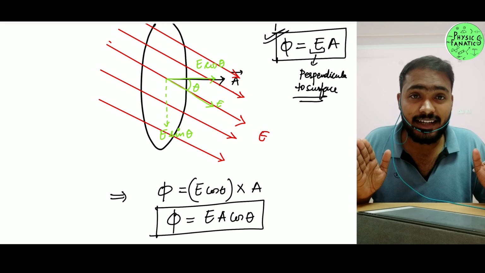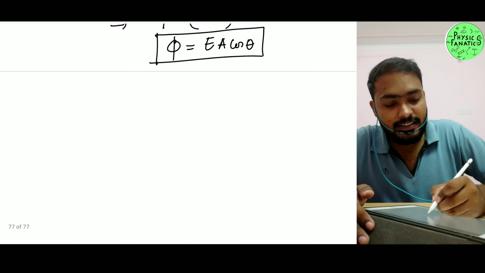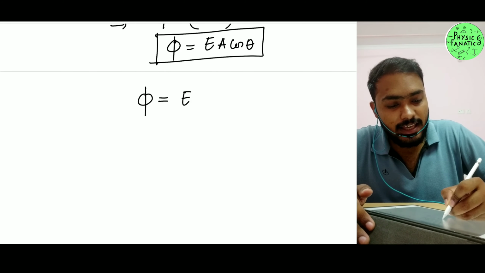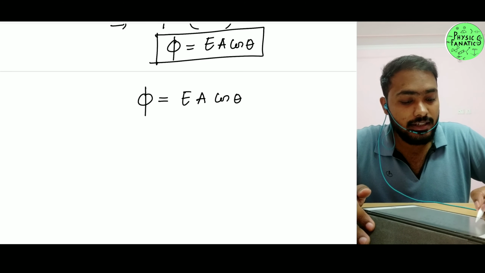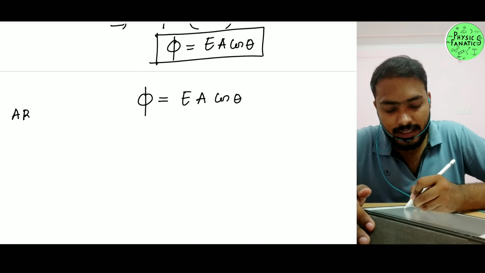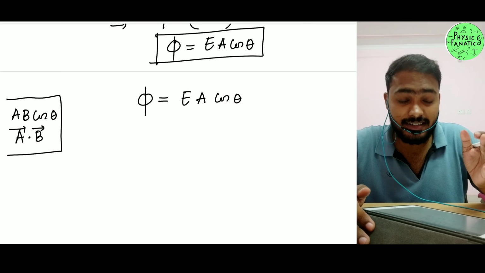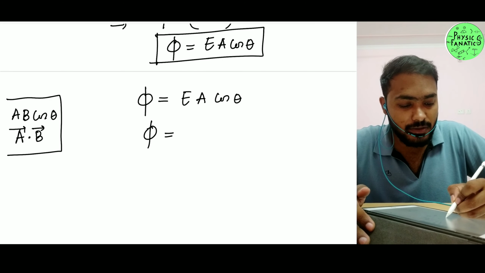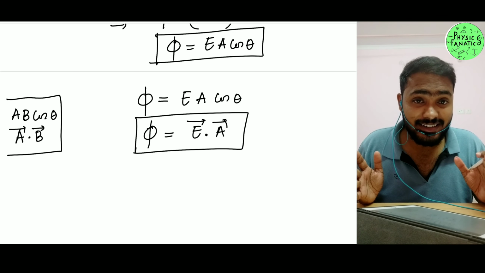Do you understand that? Yes. So phi can be written as E A cos theta, and we have studied that if I have a quantity given as A B cos theta, then I can also write it as A vector dot B vector. This is something we have studied in our vector classes. So can I write phi is equal to E vector dot A vector? I hope you can understand that.